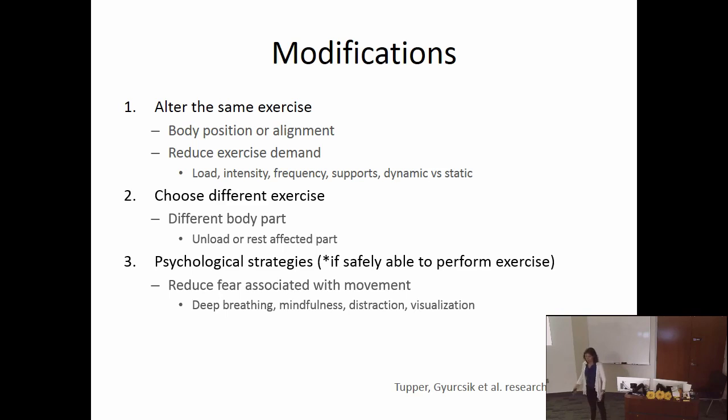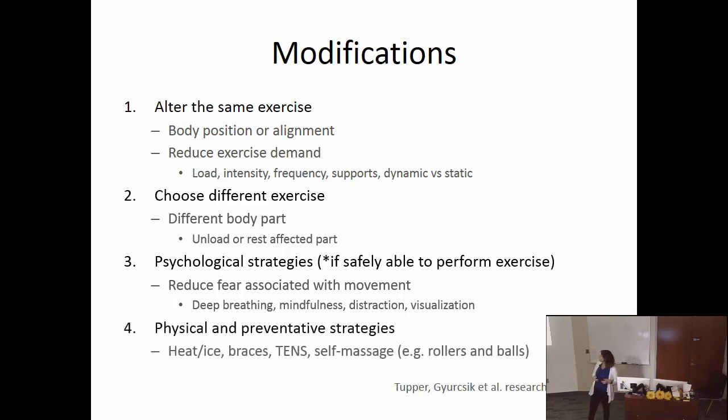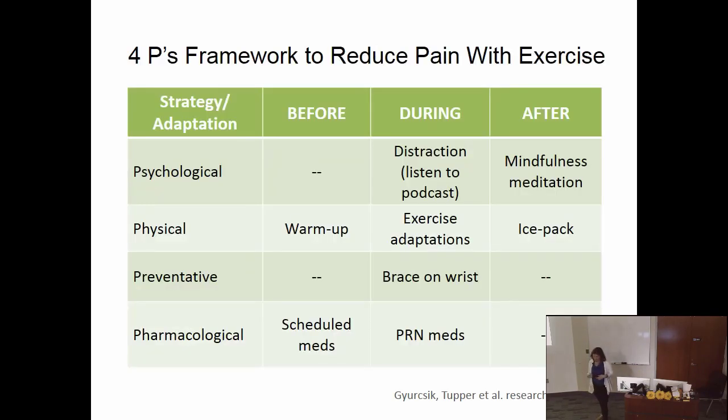So you can include psychological strategies if you're safe to perform the exercise. So for example, if you're doing some sort of weight lifting routine, you need to be able to safely do the exercise as prescribed and not be doing any of these kind of weird alterations in your body mechanics to conduct it. And then if you can do that, you can add these psychological strategies to basically dissociate the fear of movement from the actual movement. So it might be mindfulness and being very aware of what your body's doing, or it might be distraction. Both work for people. It may be deep breathing or visualization as you're going through the exercise. The fourth thing you can do too is add physical or preventative and sometimes pharmaceutical strategies as well to help make your exercise more comfortable.